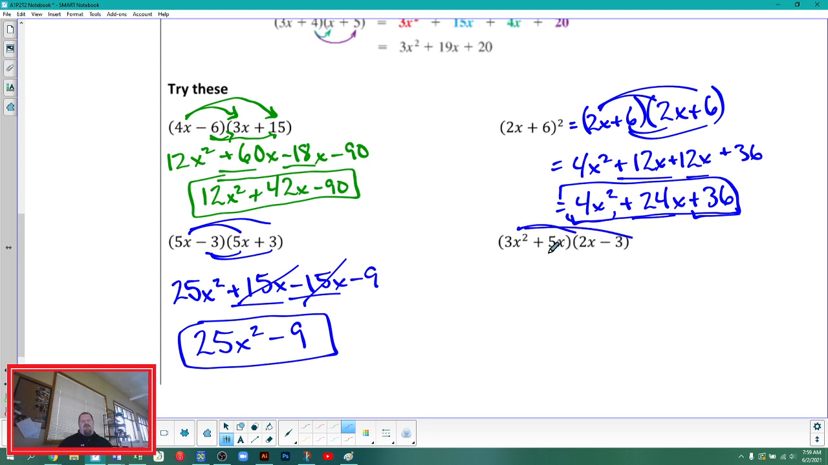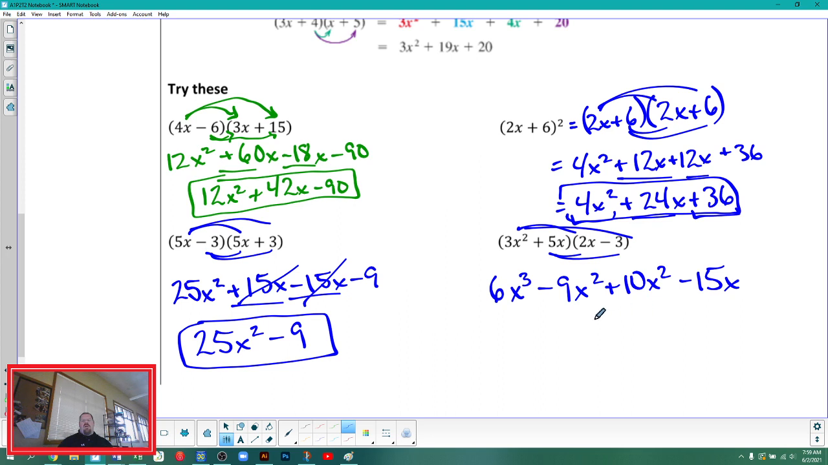The last one I want to FOIL, and this one's going to come up with a little bit different result because I have an x squared here. 3x squared times 2x, 3 times 2 is 6. X squared times x, that brings 3 x's into the equation. 3x squared times negative 3 is going to be negative 9x squared. 5x times 2x would be 10x squared. And 5x times negative 3 will be negative 15x.